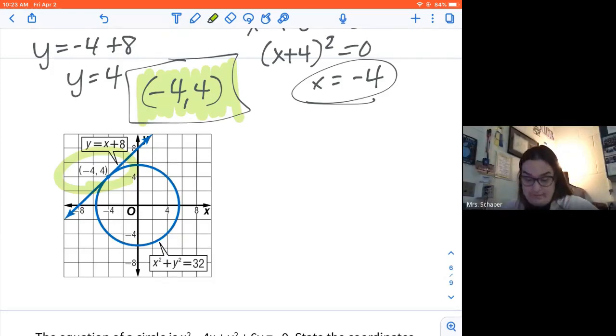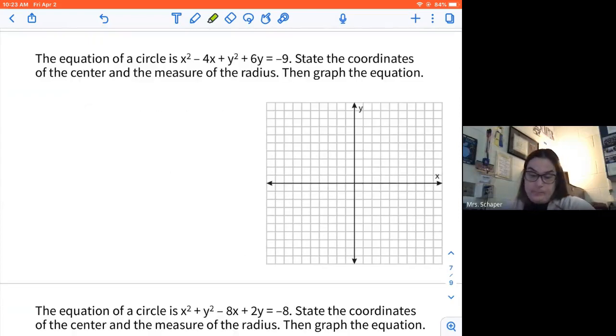Super cool. All right. The equation of the circle is x squared minus 4x plus y squared plus 6y equals -9. State the coordinates of the center and the measures of the radius, then graph the equation.